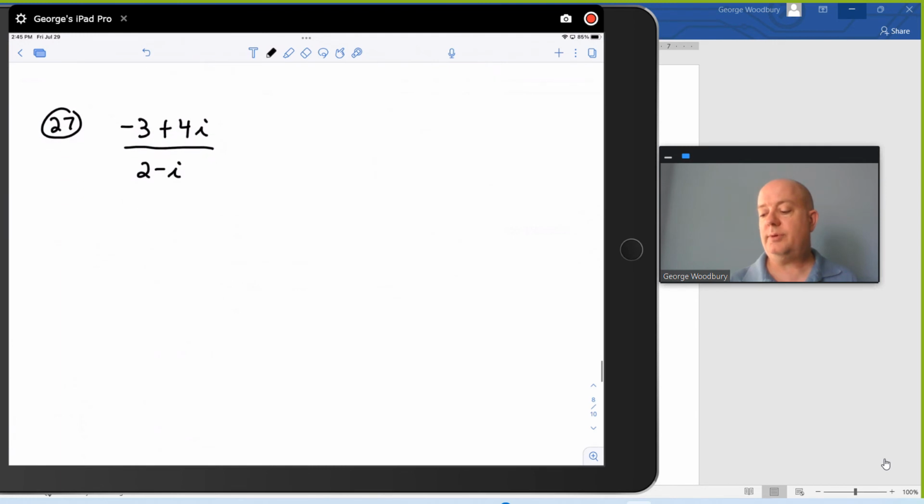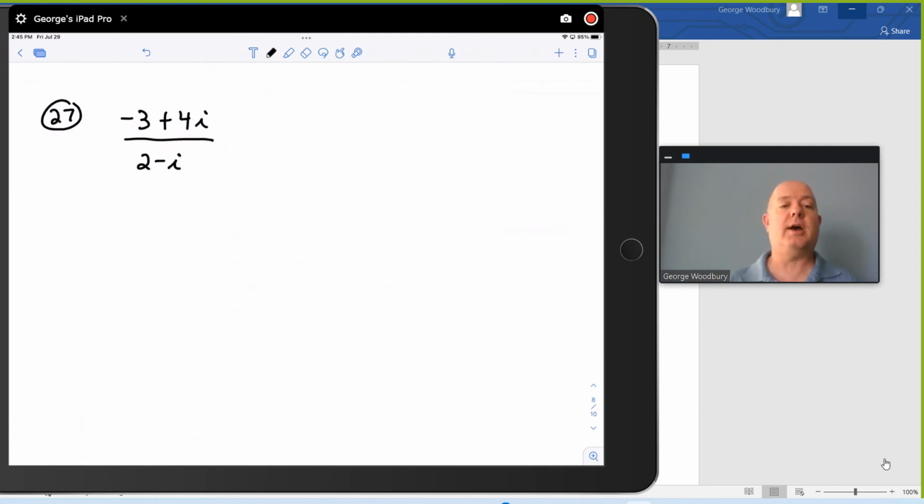We'll do one more. Negative 3 plus 4i over 2 minus i. Think about what you're going to multiply by. If there is one term in the denominator, an imaginary number, multiply by i over i. In a case like this one where you have 2 terms in the denominator, multiply by the conjugate. So we're going to multiply by 2 plus i here, top and bottom.